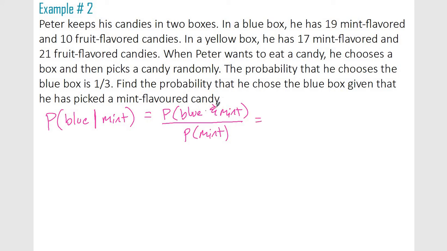Well, a box and whether or not it has mint candies are independent of each other. So I can just multiply those probabilities together: the probability of the blue times the probability of the mint. So my numerator is just going to be 1/3 times 19/29.